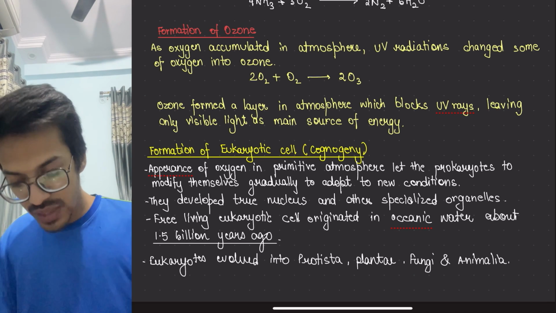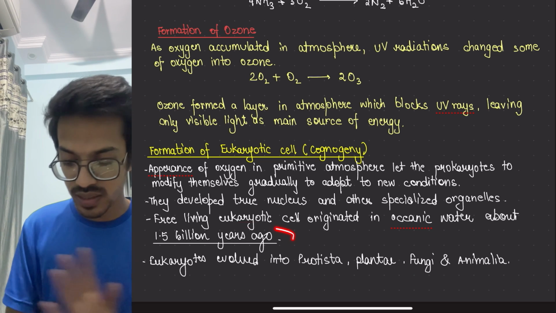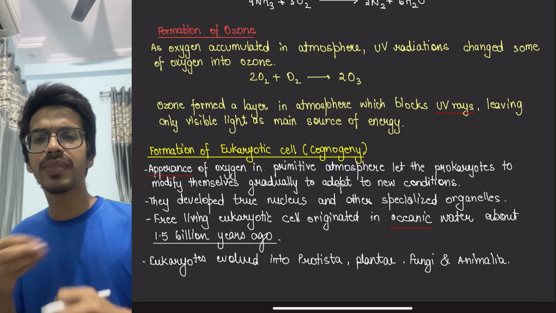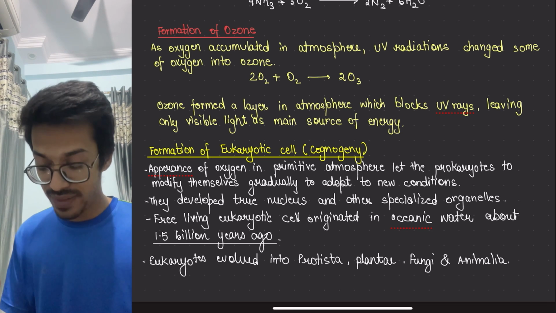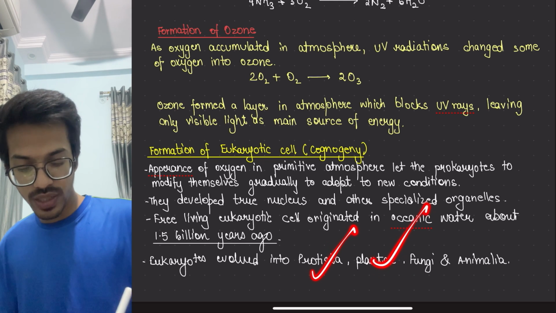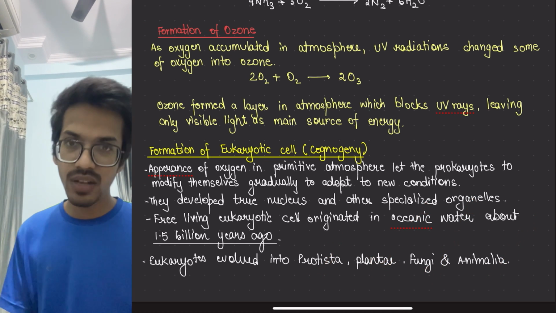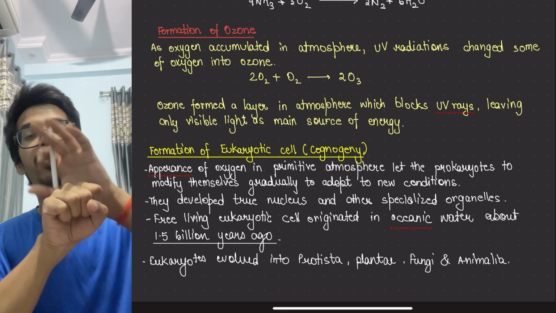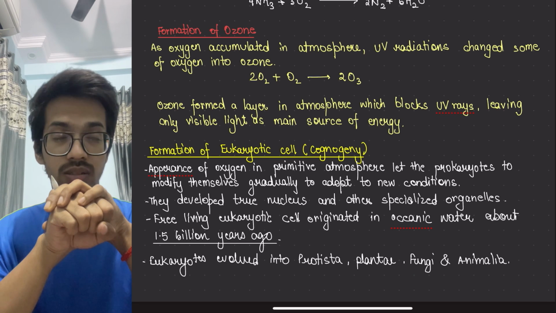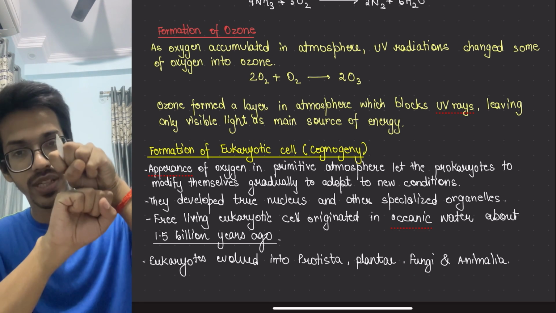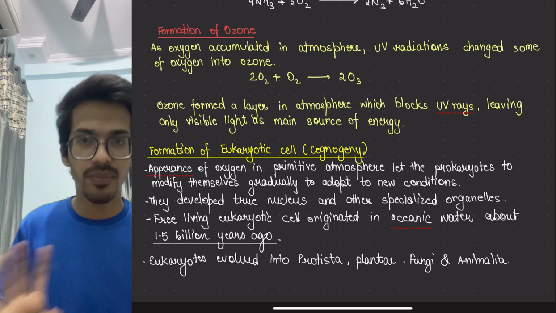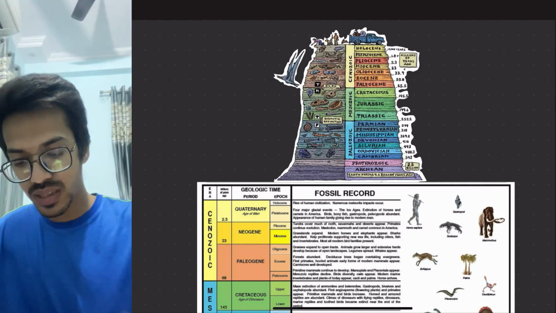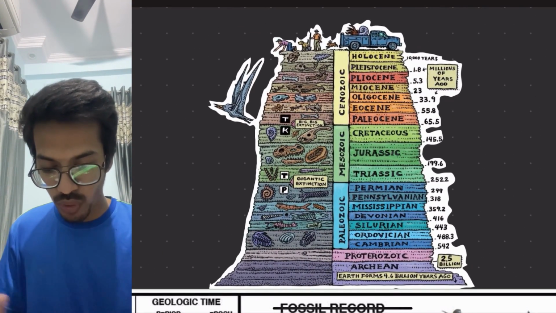So now it is believed that the first living eukaryotic cell appeared 1.5 billion years ago. Their nucleus became different, their organelles developed, and they evolved into protista, plants, fungi and animalia, which you already know. But we considered that from the prokaryotic bacteria there was development of protista, and from protista all the three developed. So remember this thing, and on that basis comes the fossil records.